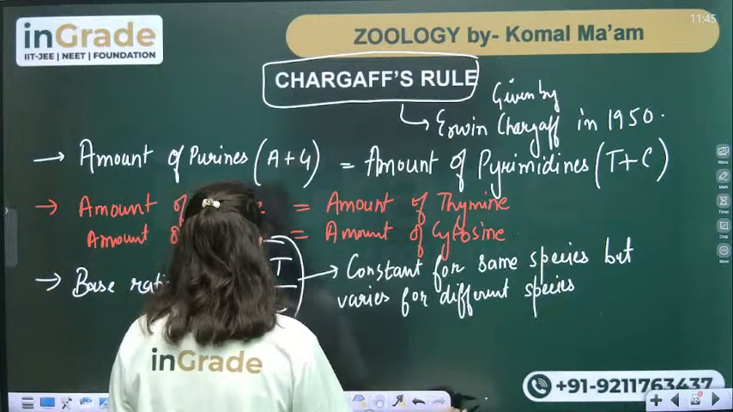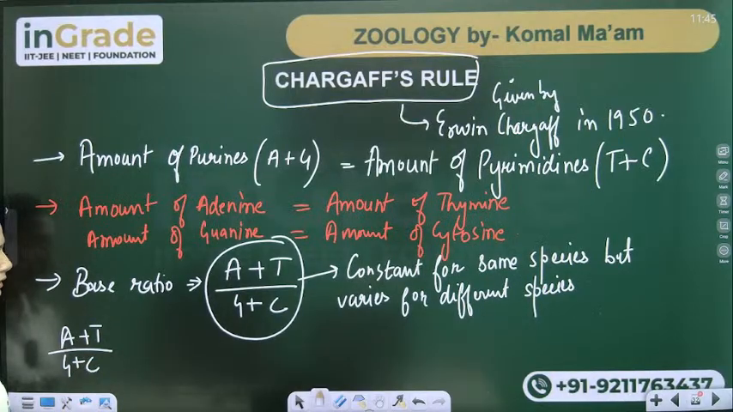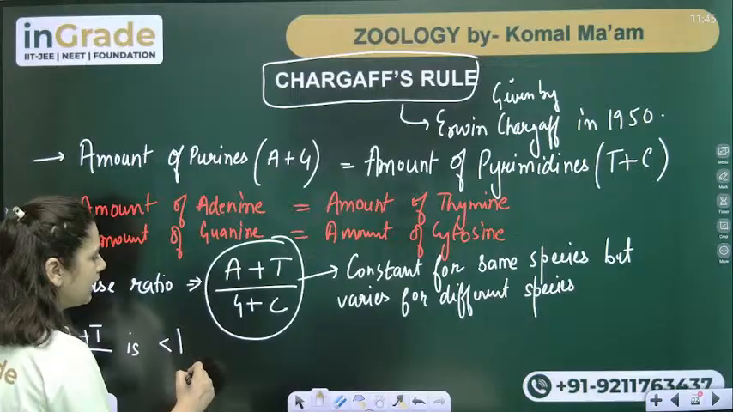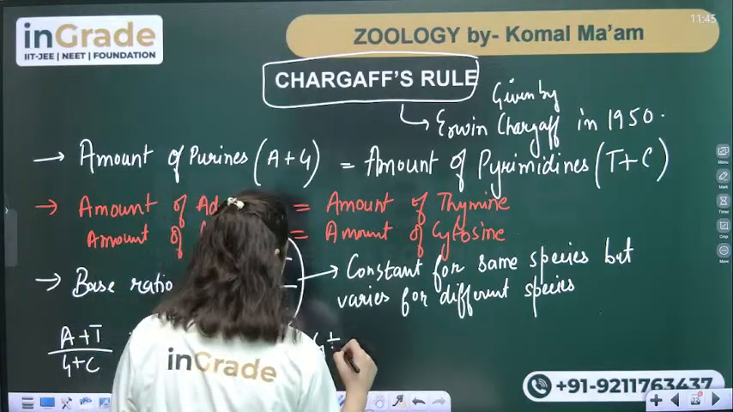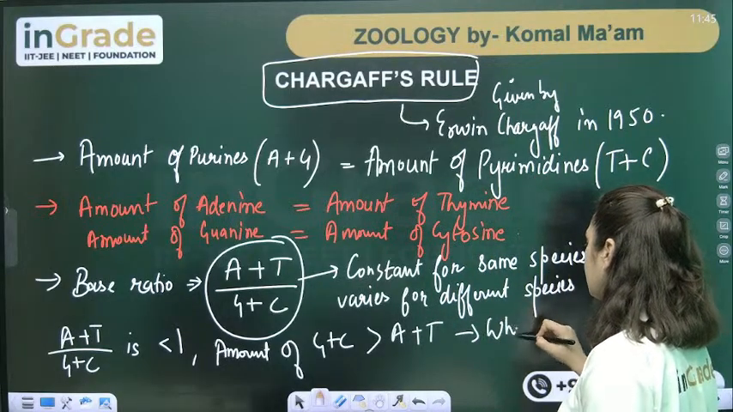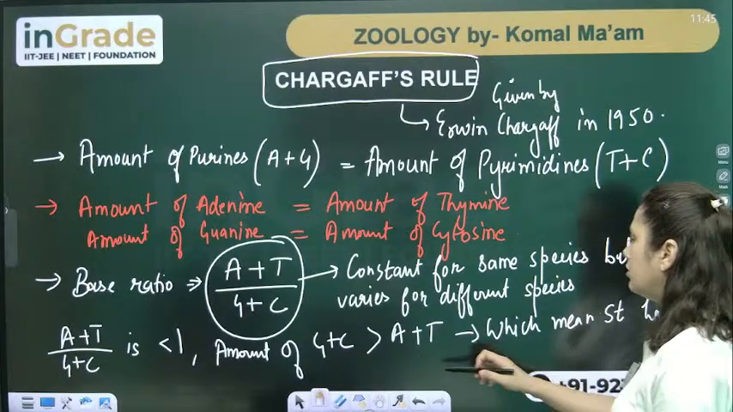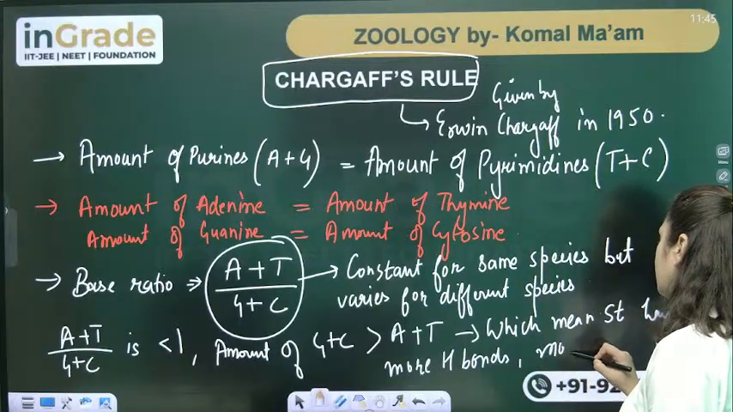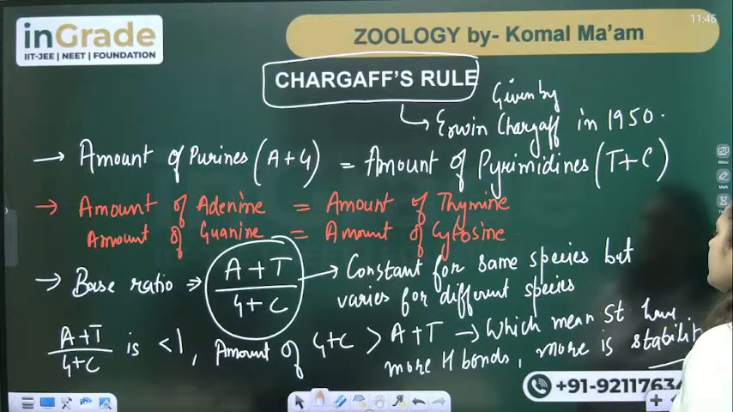Also it tells us that if the ratio A plus T upon G plus C is less than 1, that means the amount of G plus C is more than A plus T, which means the structure has more H bonds, and the more H bonds there are, the more the stability. So the structure will be more stable.